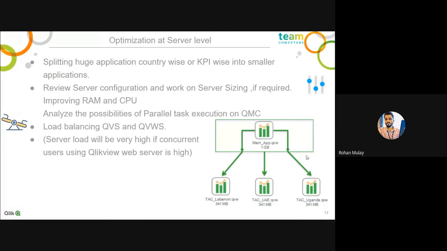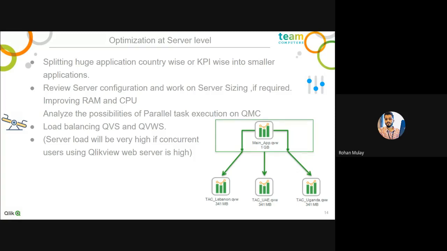You can see in this diagram that we have a main application of 1 GB. I have split that application into 3 countries: Lebanon, UAE, and a third. So now these 3 applications are 341 MB each, just an approximate size. So 1 GB is now broken down into 341, 341, 341. Now instead of loading a 1 GB application in memory, only 341 MB will get loaded, and that too as per the user requirement.